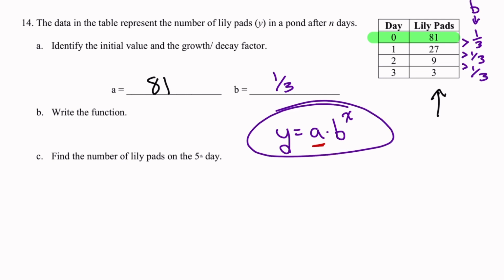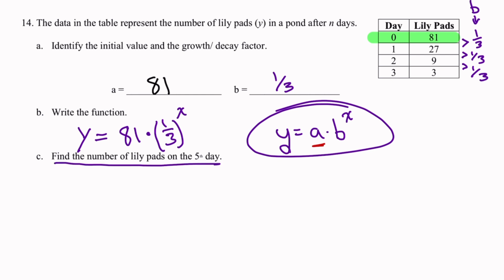Now we have everything to write our function. If the b value is a fraction, I like to put it in parentheses just so it's nice and tidy. Now to find the number of lily pads on the 5th day, a lot of you like to go down the table and just multiply and get a new answer each time. And you know what? That's fine. You can do that. That will get you there.